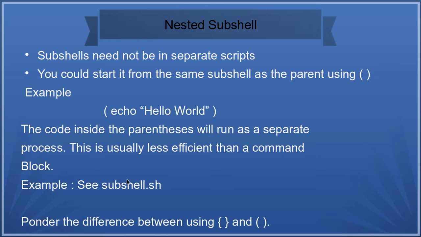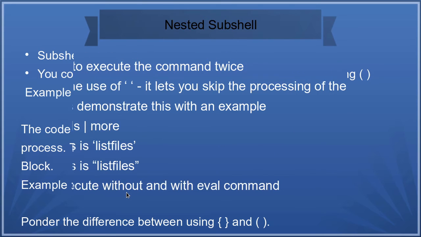If you remember the command block, we had used this symbol, the curly braces. That was what is used as a command block, and for a subshell we use this. In a command block the process runs in the ID of the parent shell itself, but a subshell actually creates a new process. Let us take a look at the example of subshell.sh and see how we can do it.